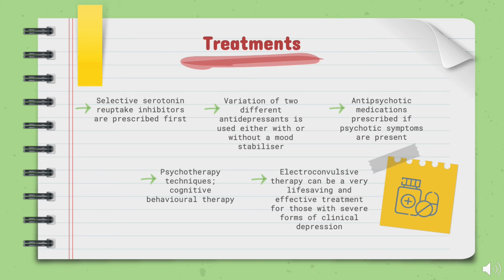Additionally, psychotherapy techniques have been proven to be an effective treatment, an example being cognitive behavioral therapy, which is designed to assist a person with depression to recognize negative thinking and teaches them methods to control those symptoms. Although controversial, electroconvulsive therapy can be a life-saving and effective treatment for those with severe forms of clinical depression.